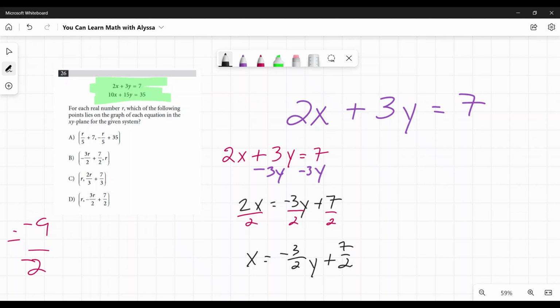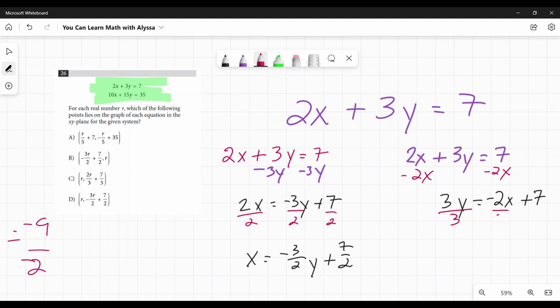Okay? Other side, I'm going to solve for y. So here I have 2x plus 3y equals 7. To solve for y, I'm going to subtract 2x from both sides. I have 3y equals negative 2x plus 7. Then I'm going to divide everything by 3 to get rid of that 3 in front of the y. And I get y equals negative 2/3 x plus 7/3. Now here's where it gets a little tricky and a little conceptual.